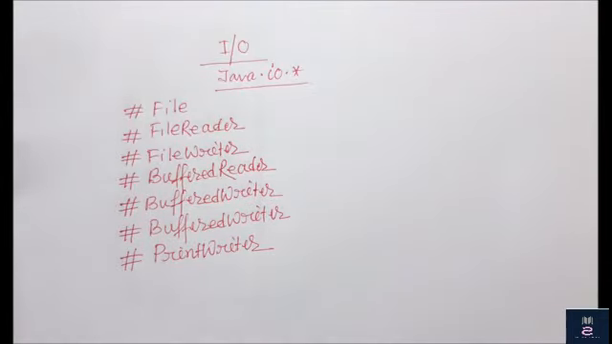Welcome students. Today I am going to discuss a new topic, file input output. This input output package belongs to the java.io package. In the previous lecture I talked about exception handling, where I mainly discussed the try, catch and finally blocks, and I also discussed several possible combinations of try catch finally blocks that can be used in our programming.